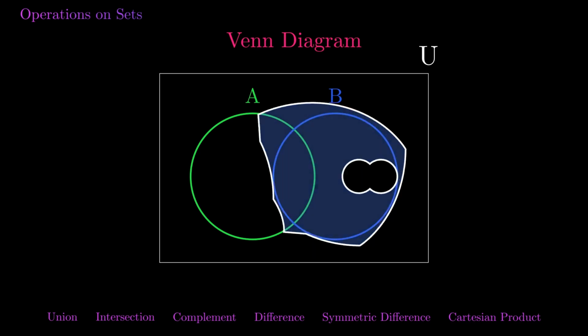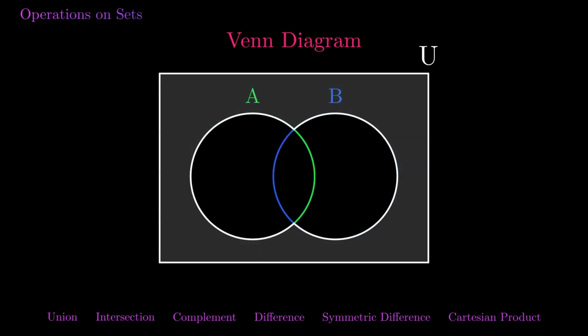Even the space outside the circles but inside the box is important. Those are the elements in the universe that are in neither A nor B. This one simple diagram lets us see every possible relationship.